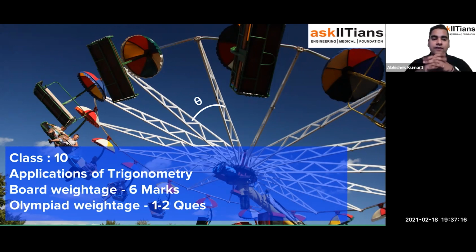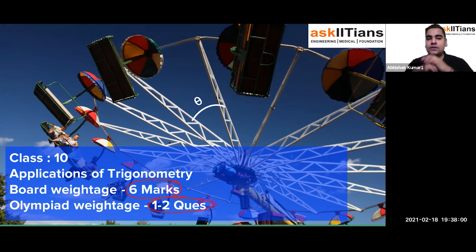So let us quickly revisit the weightage of this particular chapter in both board examination and Olympiad examination. As far as board examination is concerned, you can expect two questions from this chapter, and the net weightage is going to be around 6 marks. In Olympiad examination, you can expect around 1 to 2 questions from this chapter, and you will be getting a few questions from the chapter introduction to trigonometry as well.